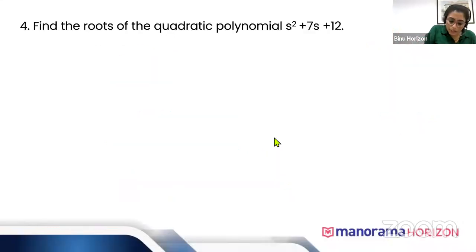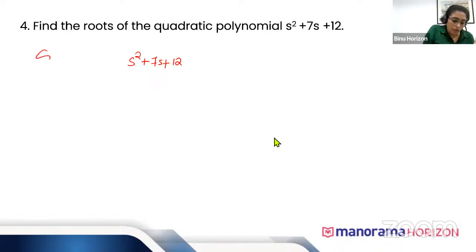Find the roots of the quadratic polynomial s square plus 7s plus 12. How will you do it? I told you, if I ask you to find the root of the quadratic polynomial, the very first thing you have to do is just write the polynomial as it is. Here also the variable is s.